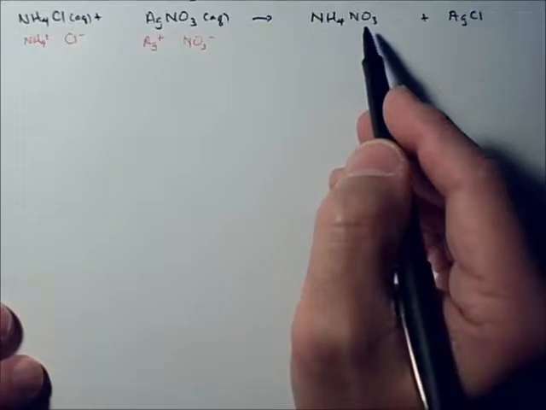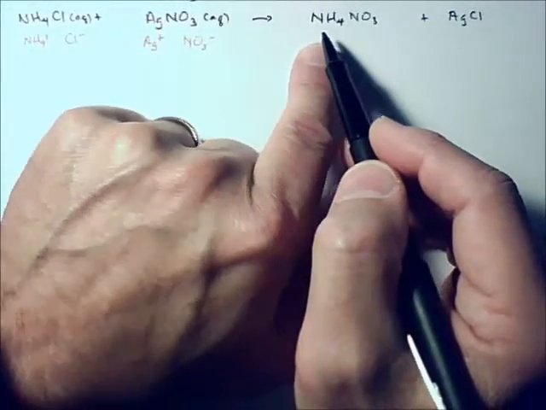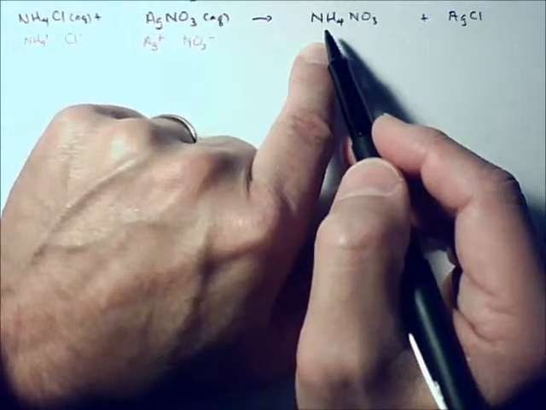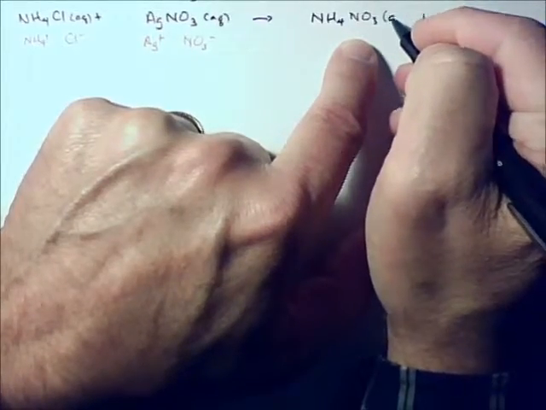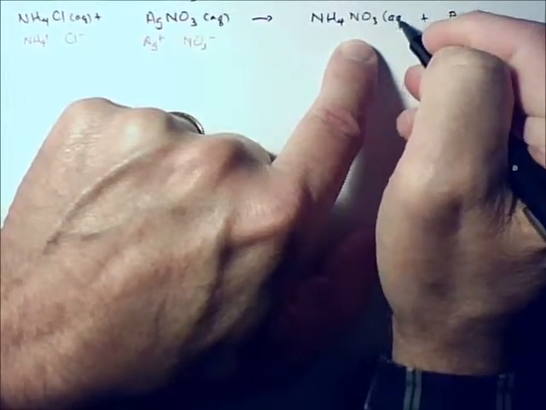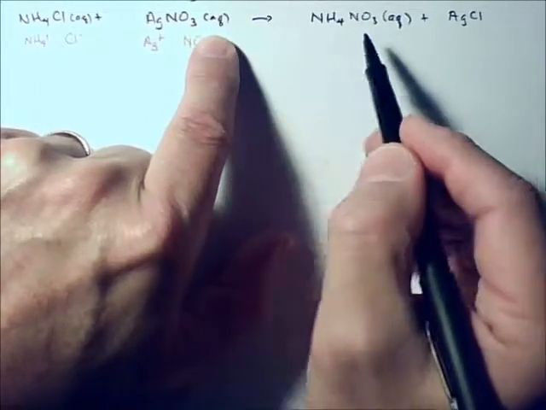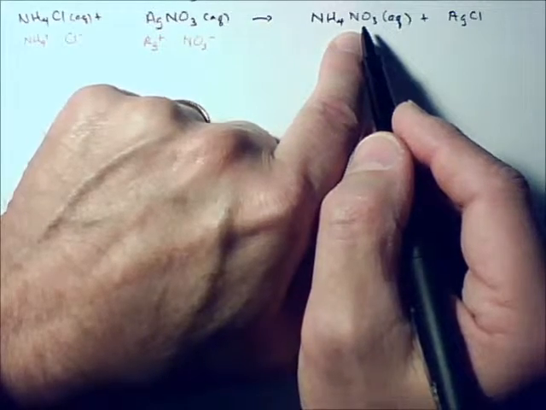When you figure out the physical states, if you look on the solubility rules, you'll see that ammonium compounds are always soluble. Turns out so are nitrate compounds, almost always soluble. So this is going to be aqueous. If there's water around, these are aqueous, meaning they're dissolved in water, so there's water around. If there's water around, soluble compounds are aqueous.